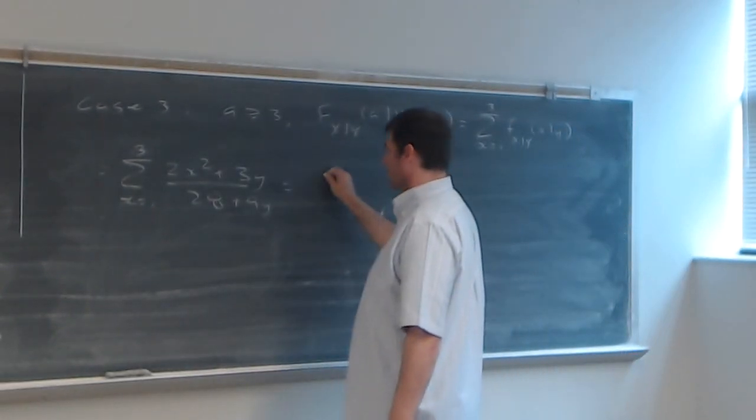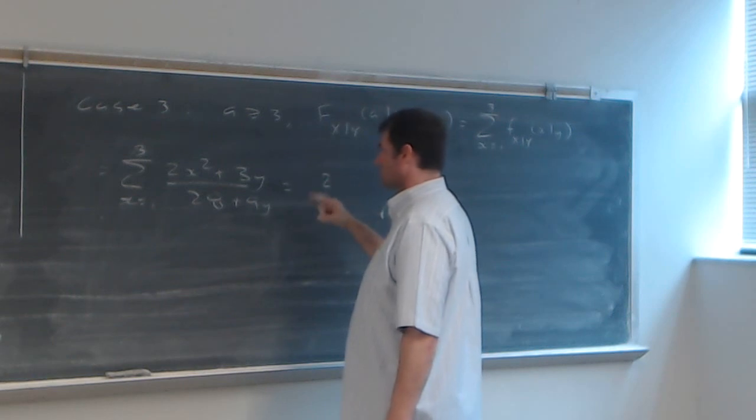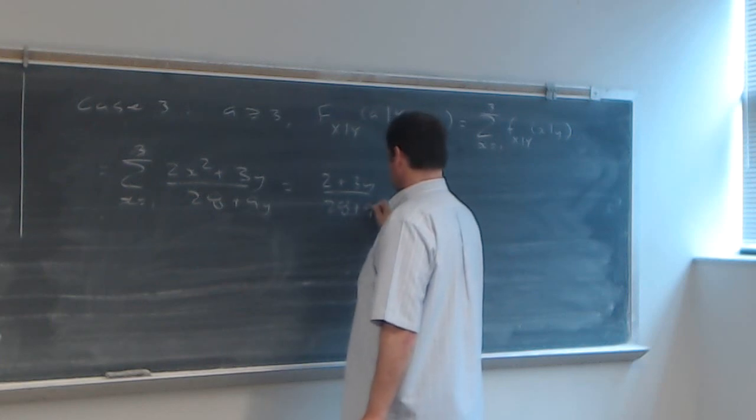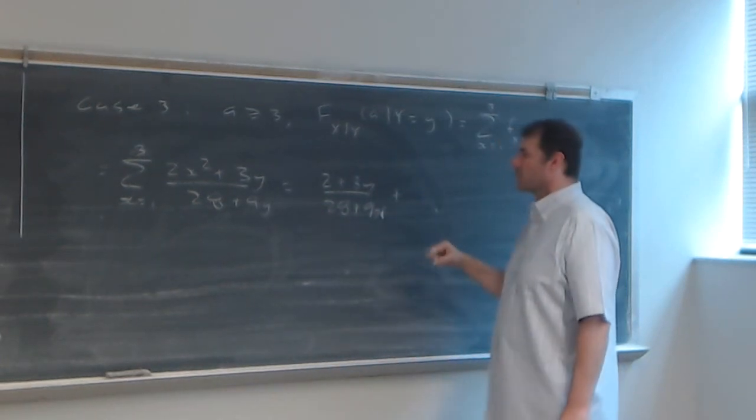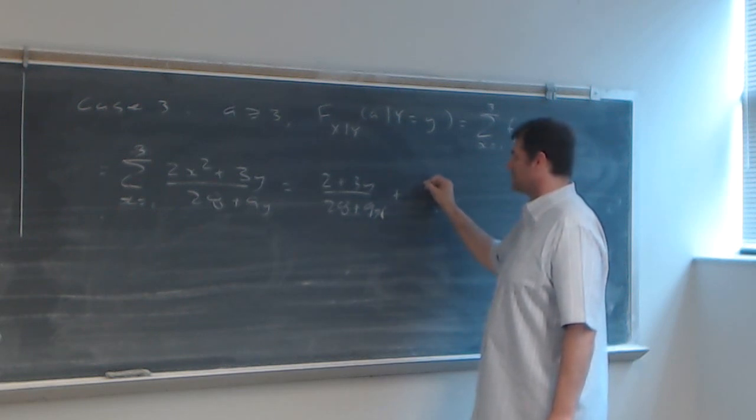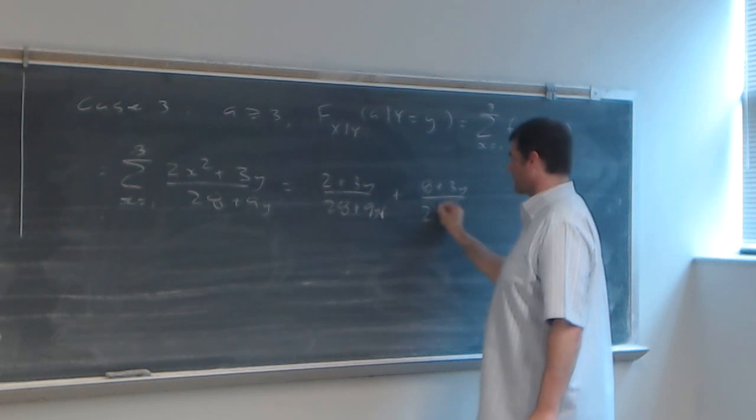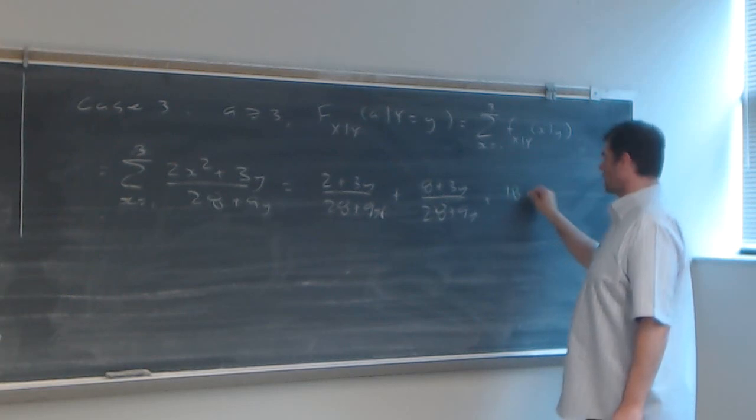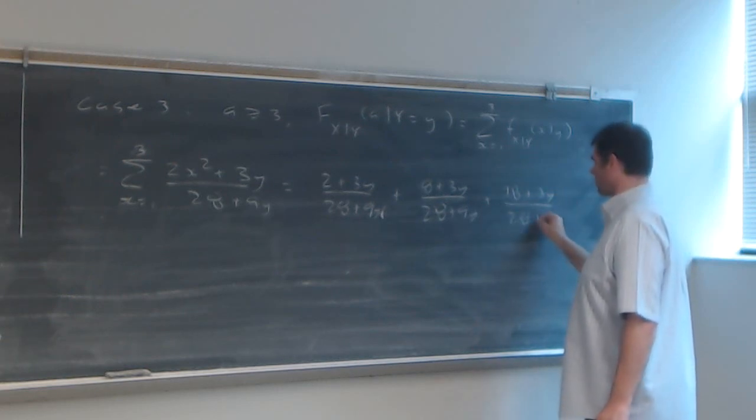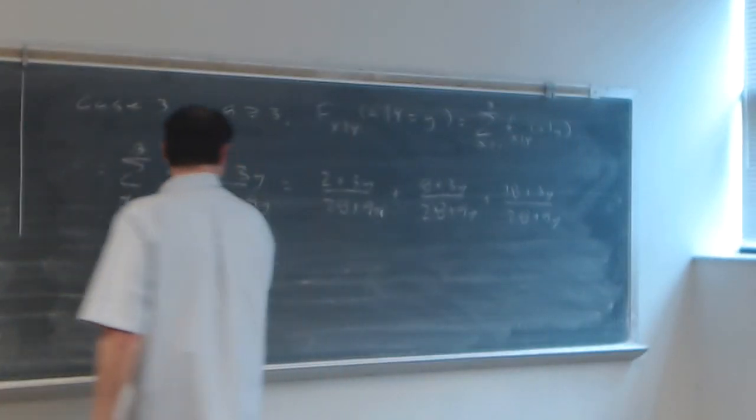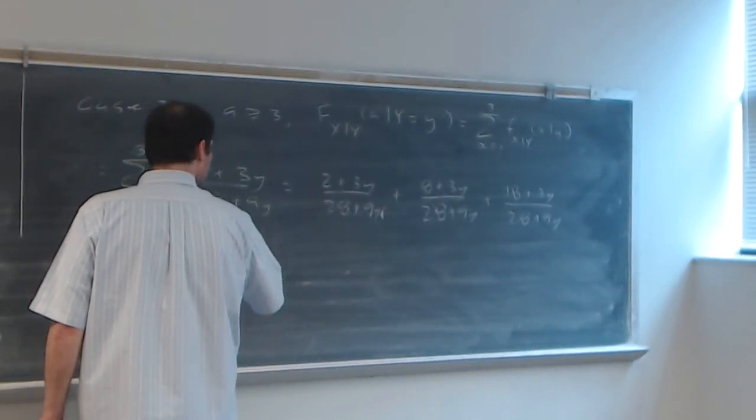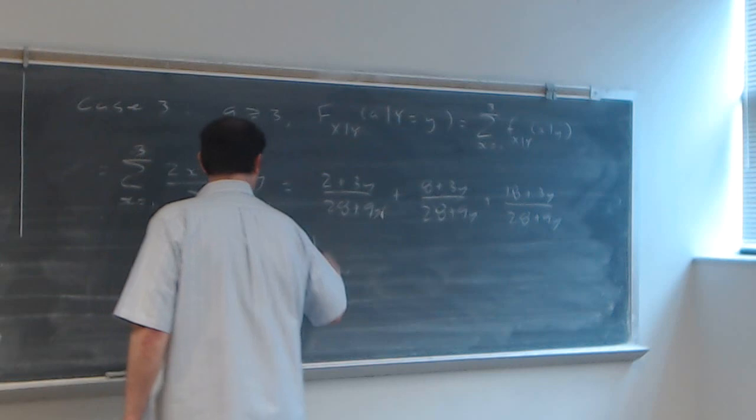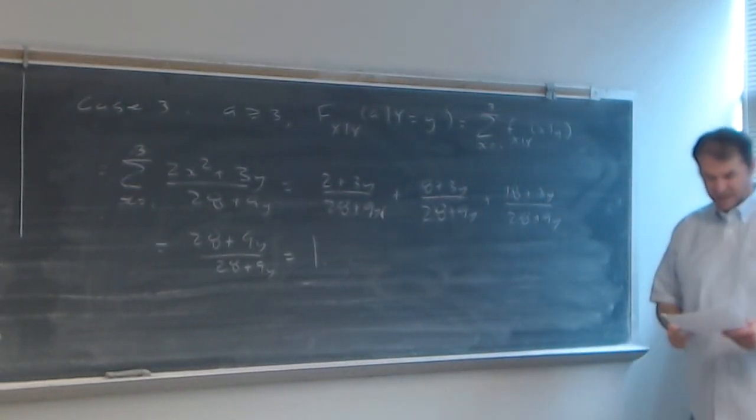And let's see what that is. That's going to be 2 times 1 squared, that's 2, plus 3y over 28 plus 9y. Plus, when we have x equal to 2, we get 4 times 2, that's 8, plus 3y over 28 plus 9y. Plus, when x equals 3, we get 18 plus 3y over 28 plus 9y. And that is equal to 28 plus 9y over 28 plus 9y, and that's equal to 1. And that's what we would expect.